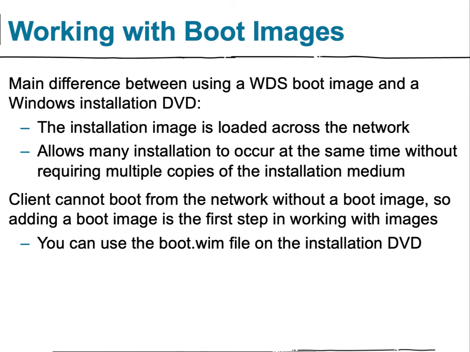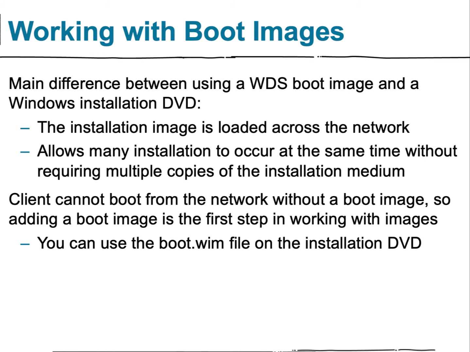A boot image contains Windows PE and Windows Setup, which client computers use to select and download an installation image and begin the OS installation. The boot image used in WDS contains the same code on a Windows installation DVD that a client computer boots from when performing a local installation. The main difference is that with WDS, the installation image is loaded across the network, allowing many installations to occur at the same time without requiring multiple copies of the installation medium.